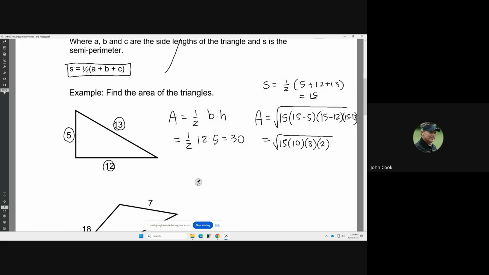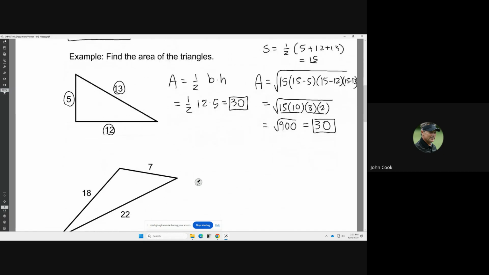Okay, and then let's see here. Now, if I multiply all these things together, that's 10 times 15 is 150. And then 2 times 3 is 6. 6 times 150 is going to give us 900. And the square root of 900 is 30. So see, we still end up with 30 either way. But just thought I'd show you how to use it.